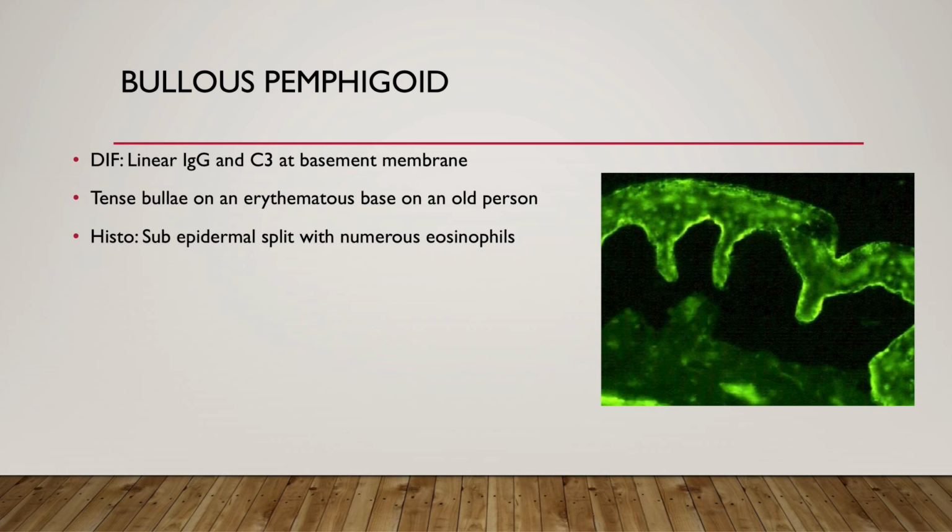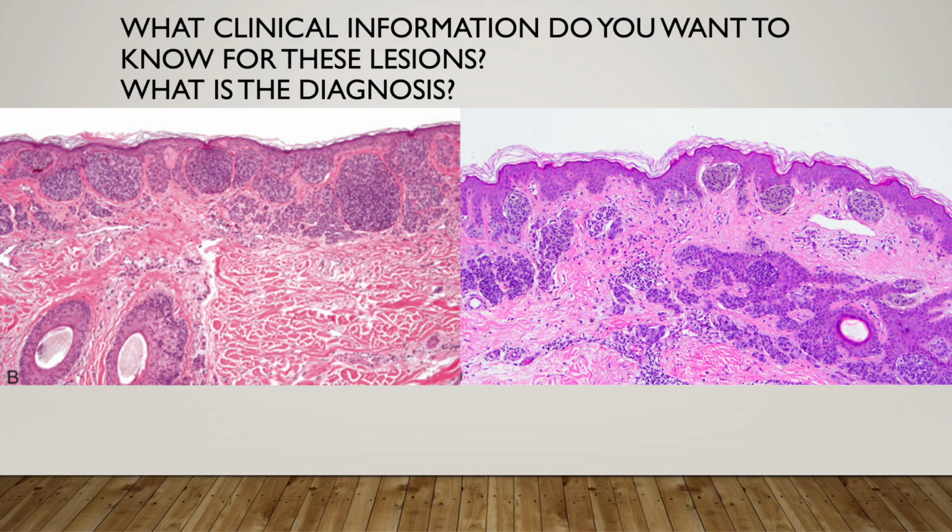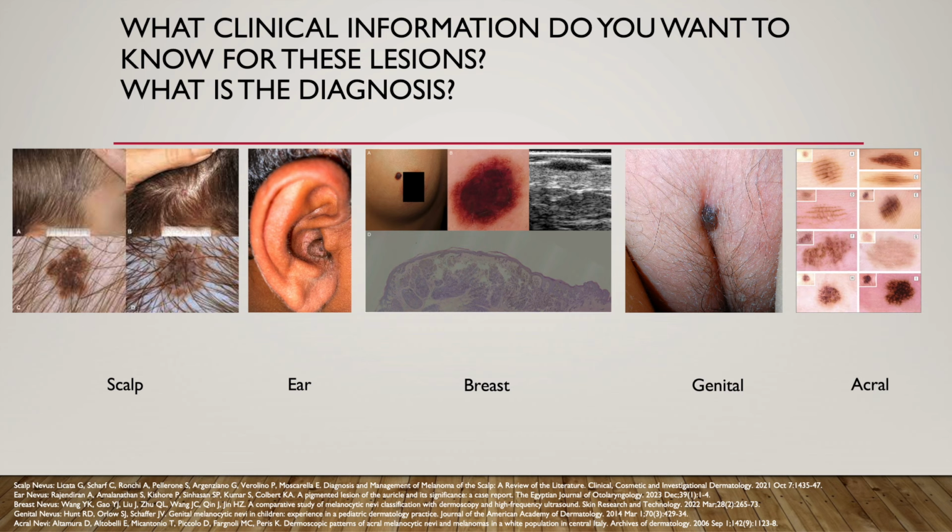So what clinical information do you want to know for these lesions? What is the diagnosis? Here you see these large junctional nests. It may have a little bit of shouldering. It's in a young patient. It may have a little bit of pagetoid spread. Exactly, location. Your special site nevi include your scalp, ear, breast, genital, and acral skin.